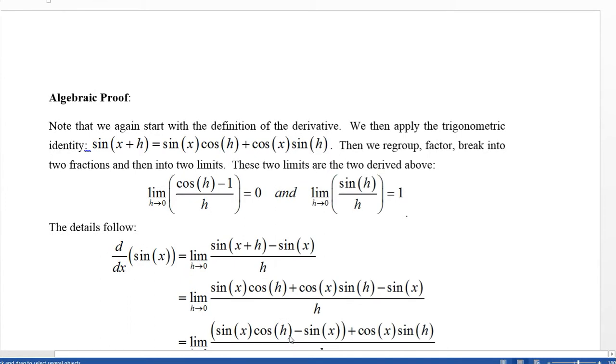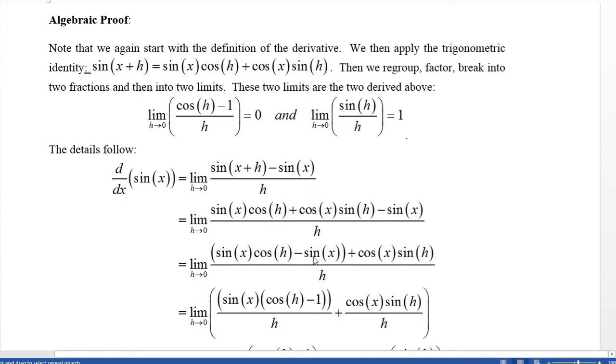Now the trick here is to group it in the right way. We want the cosine x and the sine h to be put over here by itself. We'll put the minus sine x with the first term. So we're going to group the terms 2 and 1. The first and last of the original are grouped together, and then we have the middle one over here by itself. Both of these have a sine x, which I can factor out of this binomial. So I have the limit as h goes to 0 of sine of x times cosine of h minus 1 plus cosine of x times sine of h over h. Since it's all over h, I could also break it into two fractions.